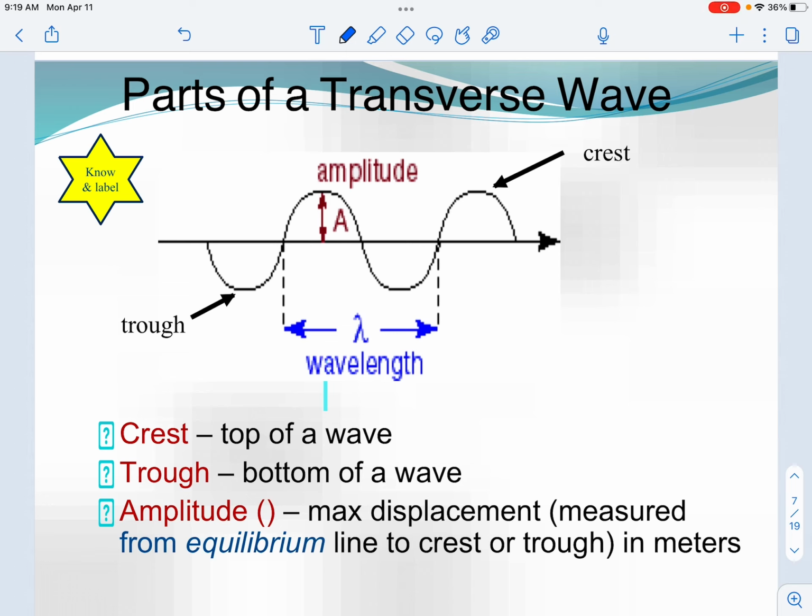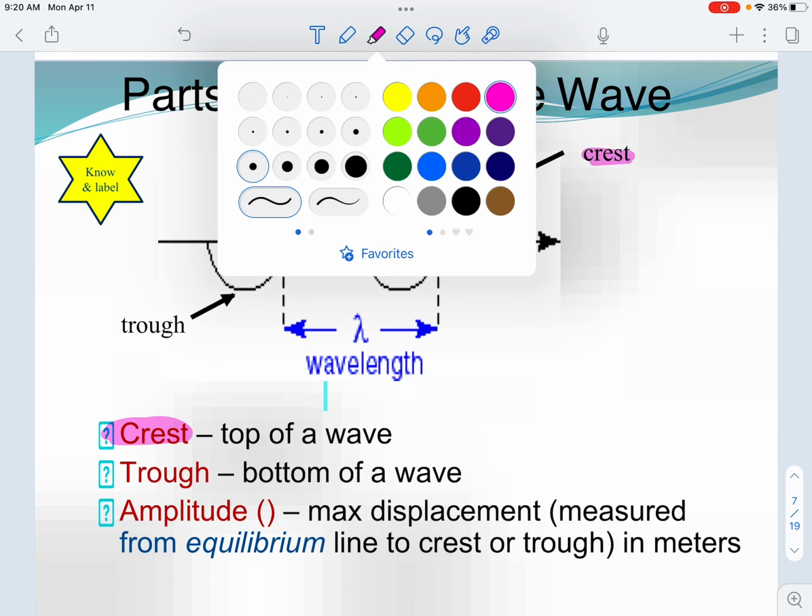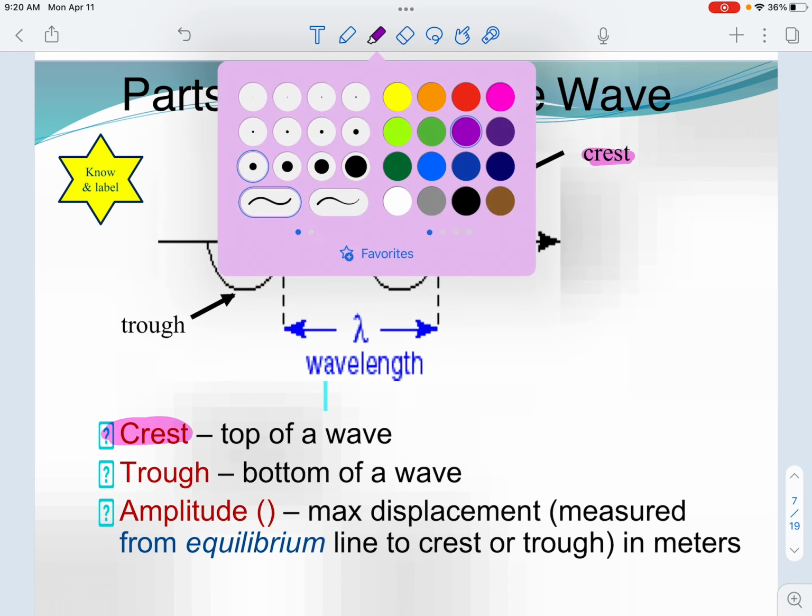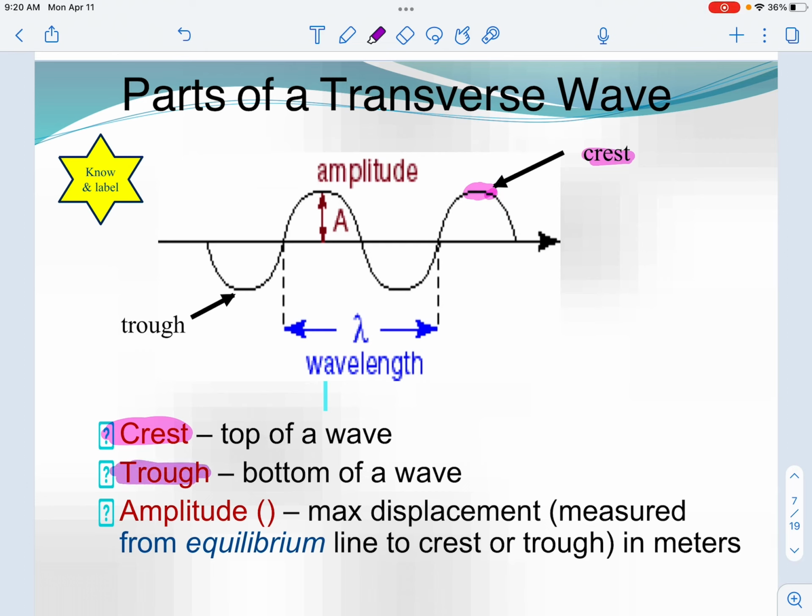The top of the wave is called the crest. So the crest of my wave is going to be the highest point, the maximum positive position. That's going to be our crest. The trough is going to be the lowest part of the wave. And so here at the very, very bottom, this lowest part, these valleys, whatever you want to call it, that is our trough. And so these are just locations.